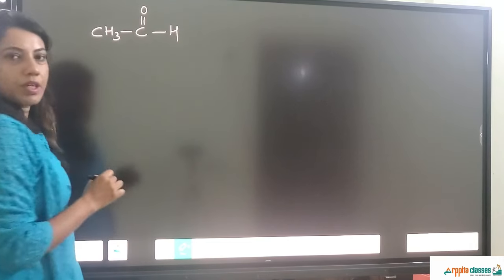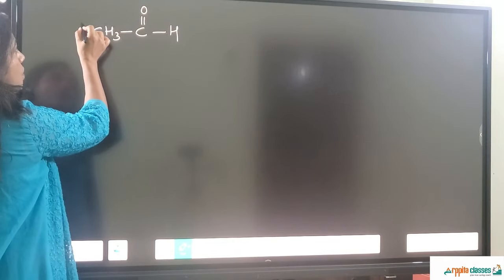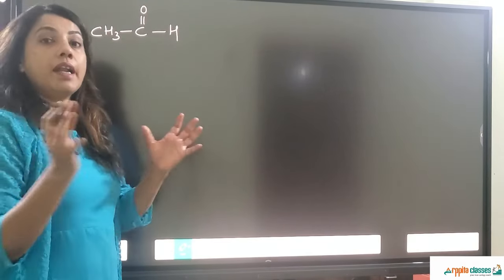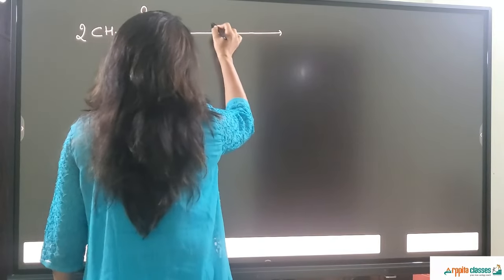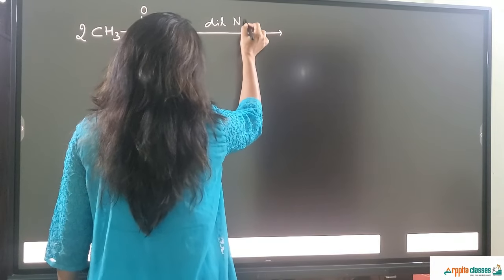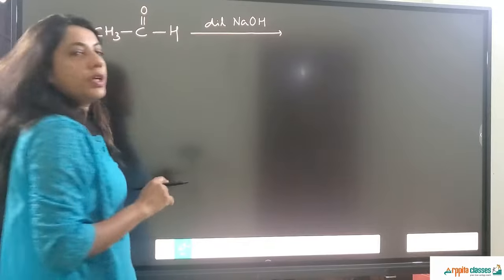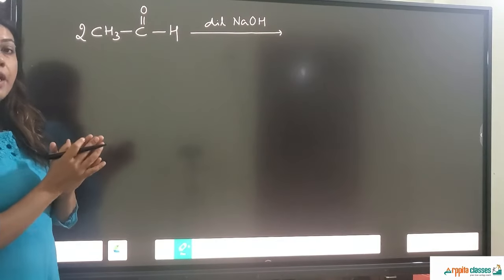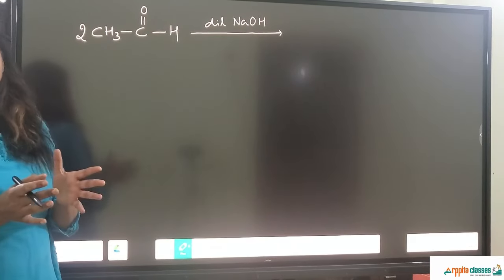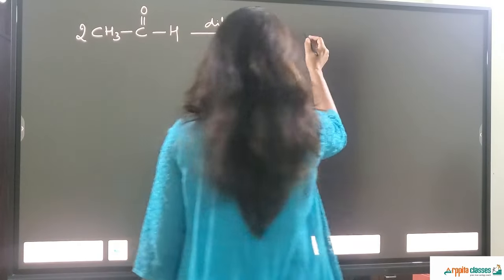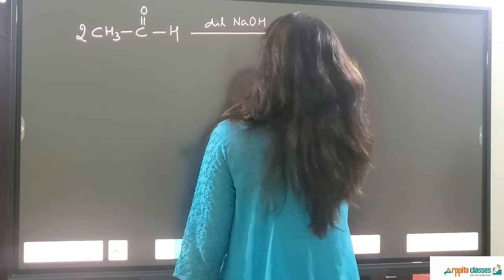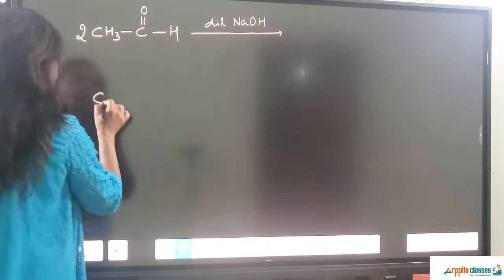Now, what is this aldol condensation? If you have an aldehyde or ketone having alpha hydrogen, suppose I am taking CH3CHO, an aldehyde having alpha hydrogen, then 2 molecules of this aldehyde will condense together in presence of dilute alkali. This dilute alkali can be NaOH, KOH, or Na2CO3. In presence of this alkali, they will condense together to give you a beta-hydroxyaldehyde. Now what is a beta-hydroxyaldehyde? I'll just show you.